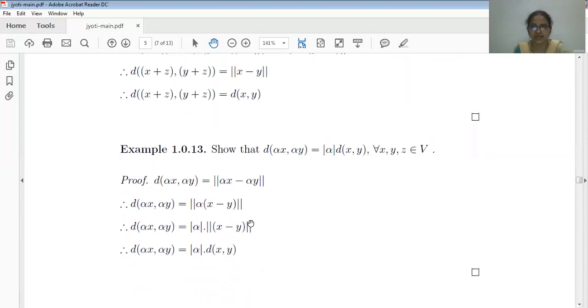Coming to the next example, distance between alpha x and alpha y is equal to mod alpha times distance between x and y. Distance between alpha x and alpha y is given by the definition norm of alpha x minus alpha y. And we know alpha can be taken common. Therefore, in the next step we have written alpha times x minus y, but alpha is a scalar, again taken out of the norm by a modulus. Therefore, this is mod of alpha into norm of x minus y, but norm of x minus y is again the distance between x and y. Hence, we have proved this example also. Here we end today's lecture.